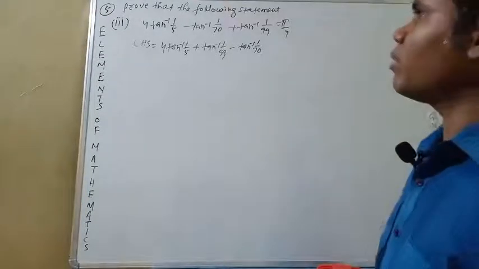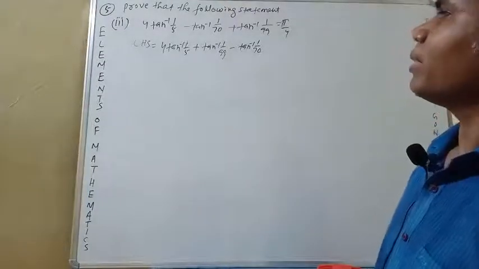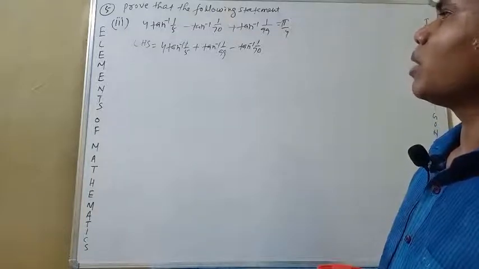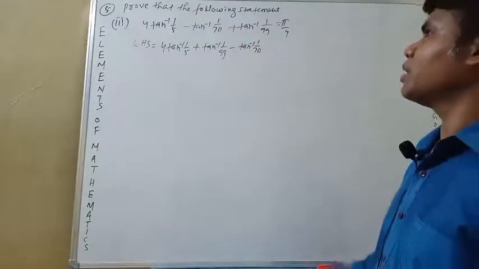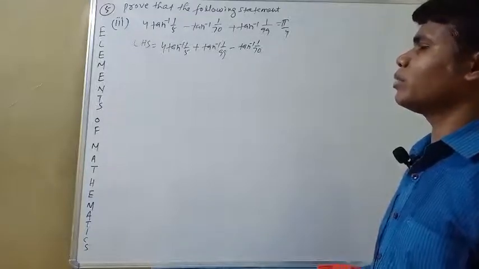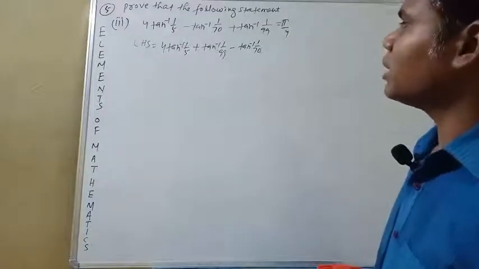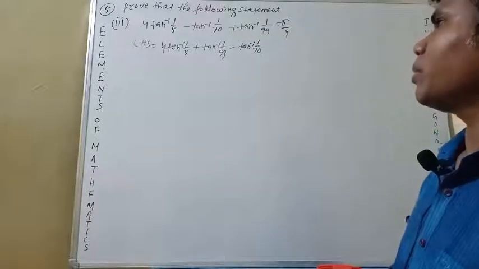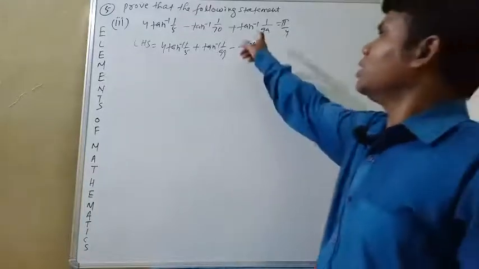You see the next problem. Prove the following statement: 4 tan inverse 1 by 5 minus tan inverse 1 by 70 plus tan inverse 1 by 99 is equal to pi by 4. You can take LHS is equal to 4 tan inverse 1 by 5 plus tan inverse 1 by 99 minus tan inverse 1 by 70.